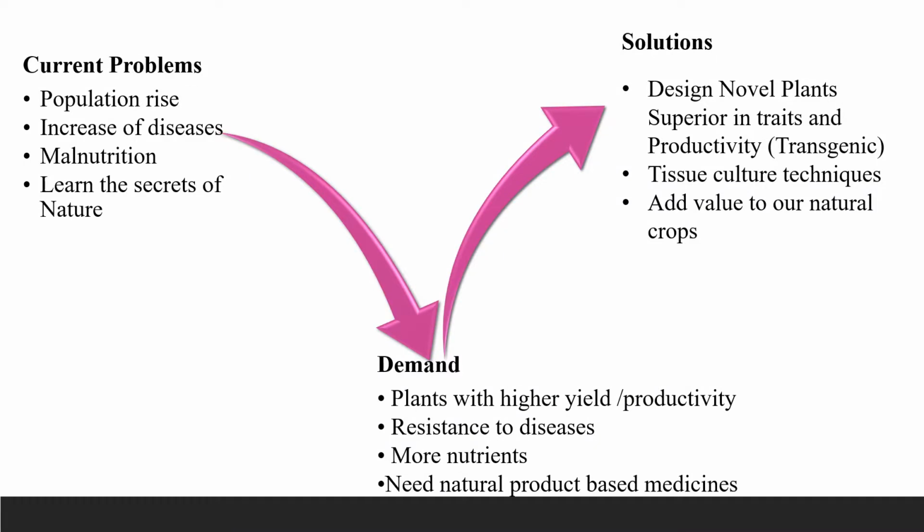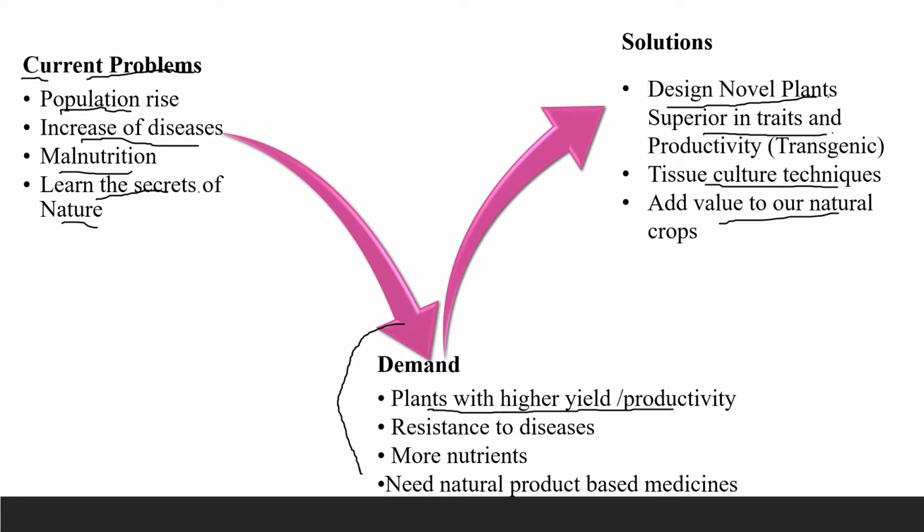We'll first describe some of the current problems and solutions with the demands. As you can see on your screen, some of the current problems we face are population rise, increase of diseases, malnutrition, and learning the secrets of nature. Some of the solutions are designing novel plants superior in traits, tissue culture techniques, adding value to our natural crops, and some of the demands that are increasing day by day are plants with higher yield, resistance to diseases, more nutrients, and the need for more natural products-based medicines.